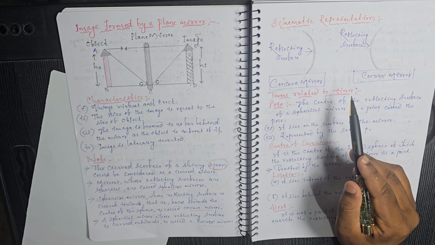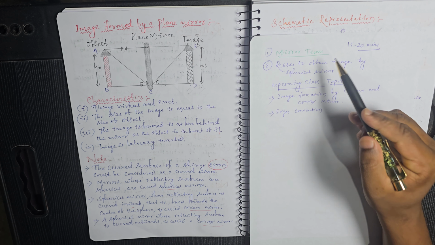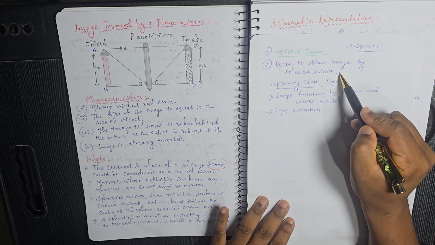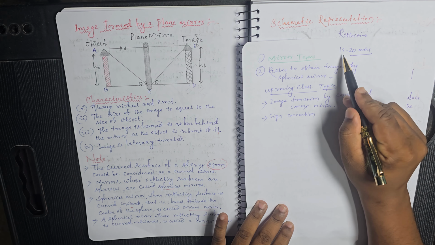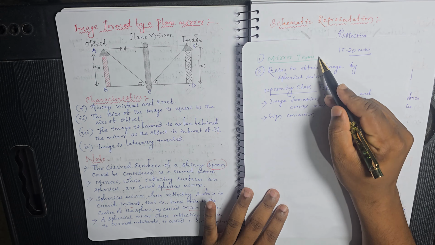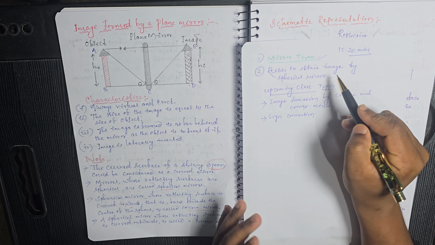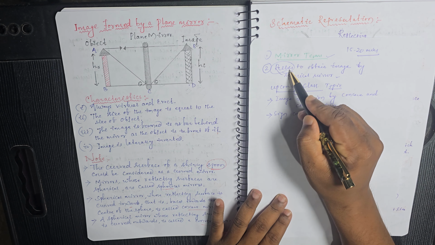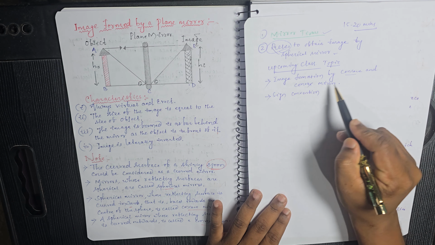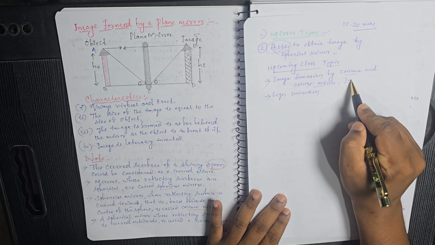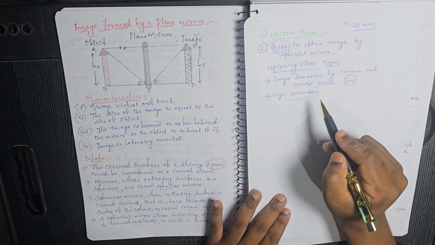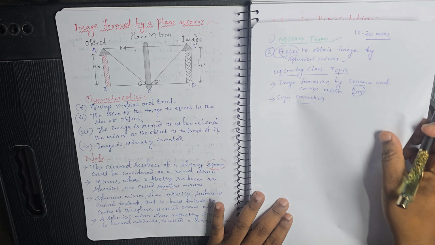Now in this video, we are going to discuss mirror terms and the rules to obtain an image by the spherical mirror. I am trying to complete this session in 15 to 20 minutes. So stay tuned. You will clearly understand everything about the mirror terms and how to obtain the image by applying certain rules. And in the upcoming videos, you are going to study image formation by concave and convex mirror, which is highly essential for the CBSE board examination. Then after, sign convention. So without wasting any time, let's begin our class.